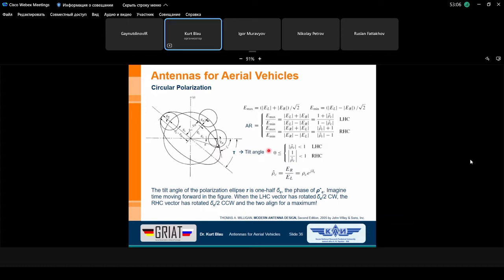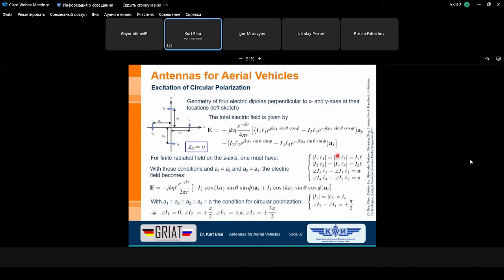Also, you can here see the sum of these components for the left and the right-handed part, and it's clear it must be divided by square root of 2, because the sum of both in square must give the length of, let's say, the radiated power part of 1. This is another example of circular polarization, but under a completely other aspect.